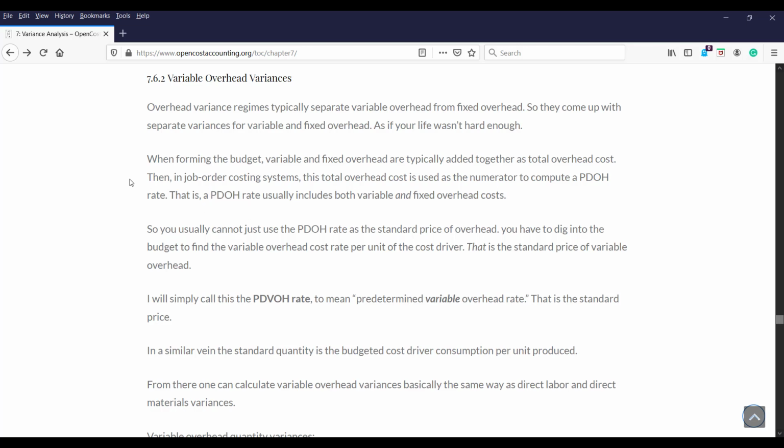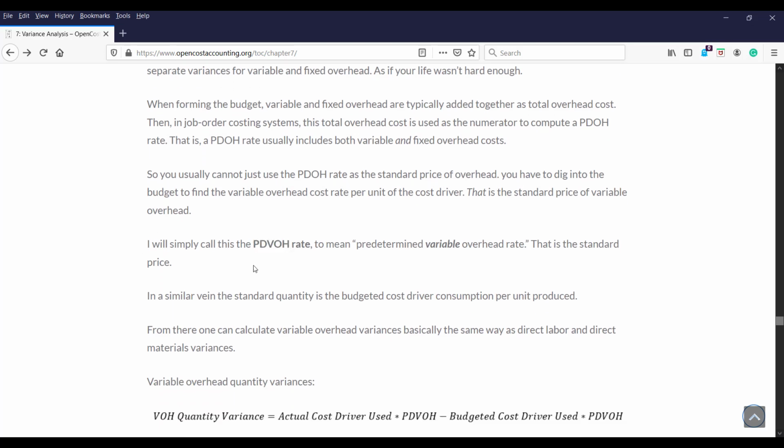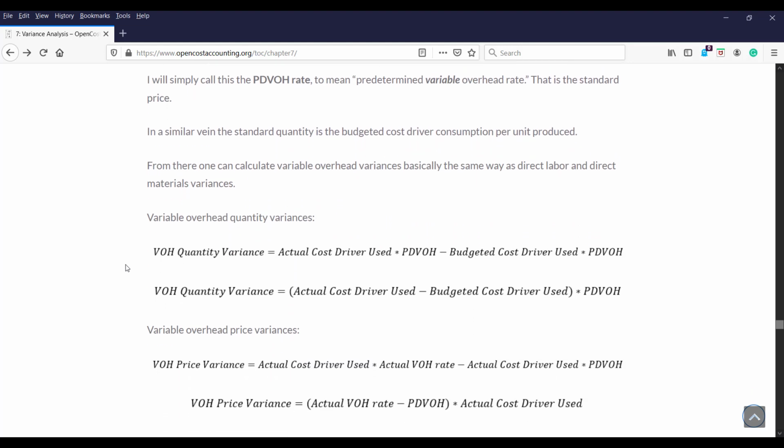The PDOH is calculated by total overhead divided by total budgeted cost driver, and you determine which parts of your overhead are variable, and then you just divide. You have that be the only thing in the numerator. So you have total variable overhead over total cost driver, and that's what you would be using for your PDVOH in this case. And that is basically the price that you charge for your variable overhead.